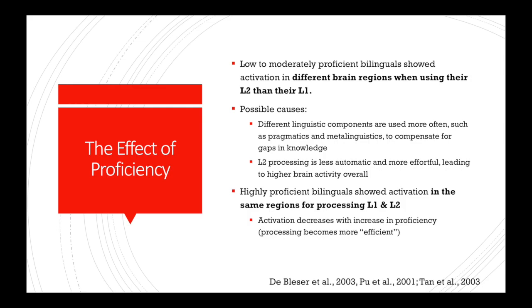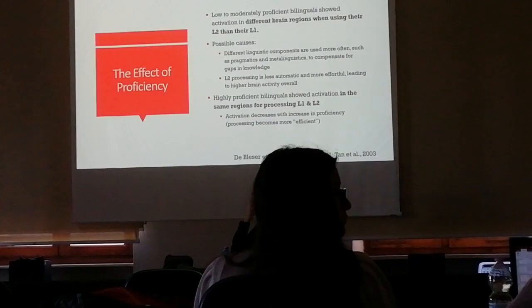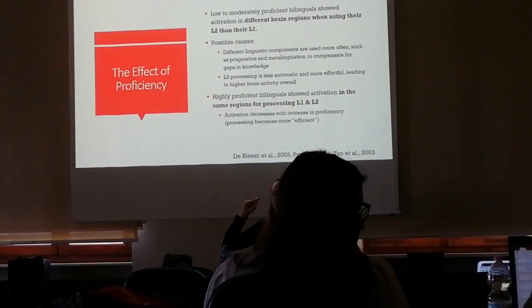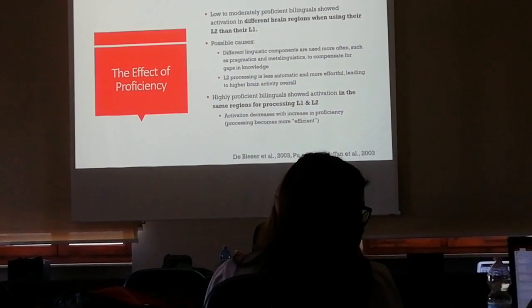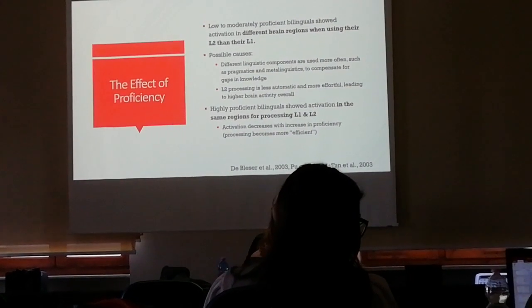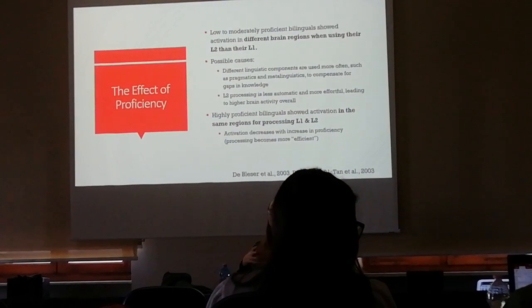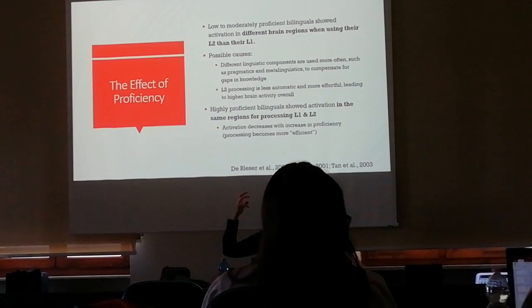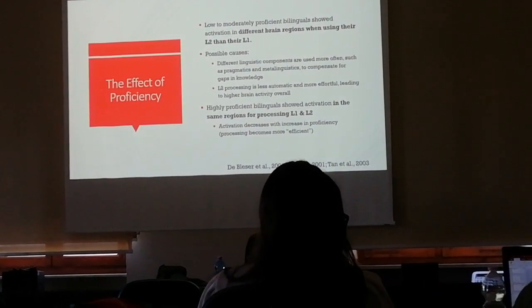So possible causes are that maybe they're using different parts of their brain for the pragmatics. They're kind of having that declarative memory. They're remembering back what the grammar rule was. Whereas highly proficient bilinguals, so remember we're talking about proficiency, not age here, highly proficient bilinguals show that they're just using a more localized area to process.